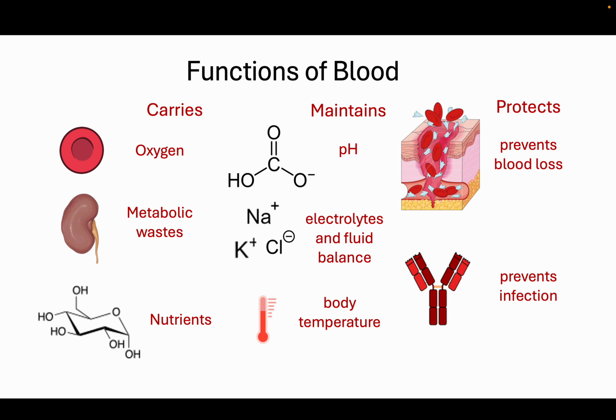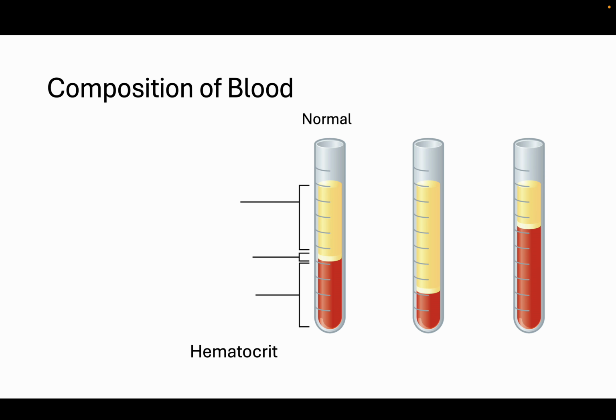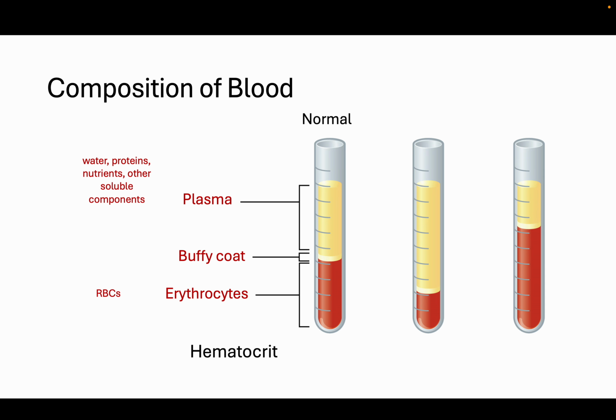So blood is going to be made up of primarily 3 major components. So you have the plasma, you have the buffy coat, and you have the erythrocytes. Erythrocytes, also known as red blood cells. Plasma is going to account for generally slightly over half of the volume, with water, proteins, nutrients, and other soluble components dissolved within the water itself. The buffy coat is going to be where you find your white blood cells or leukocytes and your platelets.